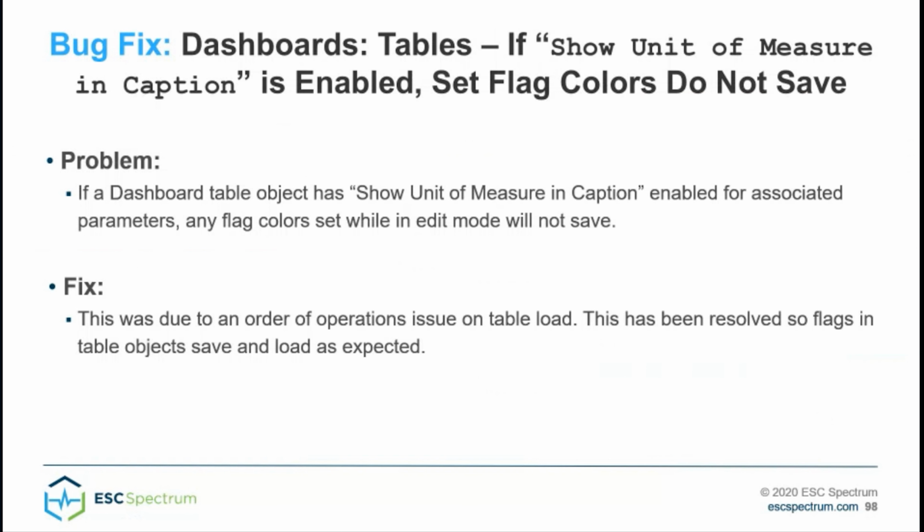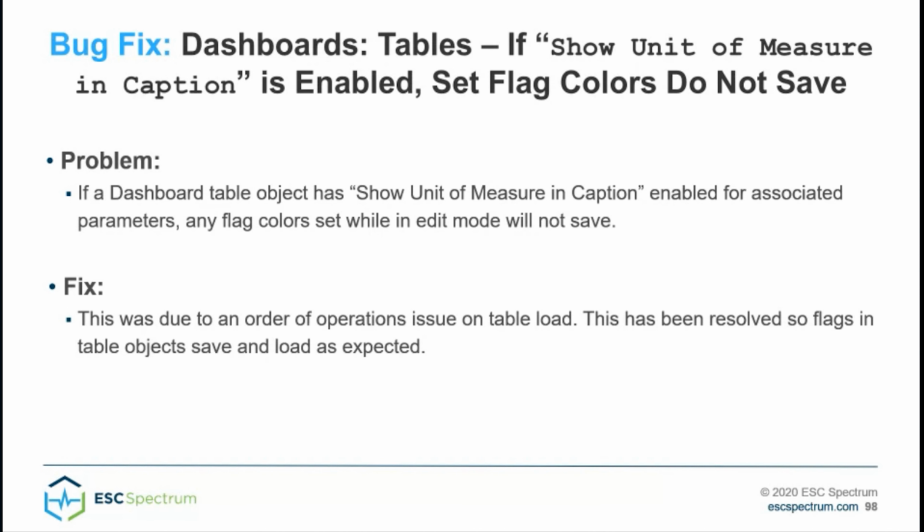This is a funny one, but dashboard tables, if the show unit of measure and caption option was enabled for a parameter, anytime you made changes to the flag colors, priority, or any sort of changes to the flag colors for that parameter, it wouldn't save. It was due to an order of operations issue on the load, actually. So it would try to save it, but whenever it would reload it back up, it wouldn't actually take effect.